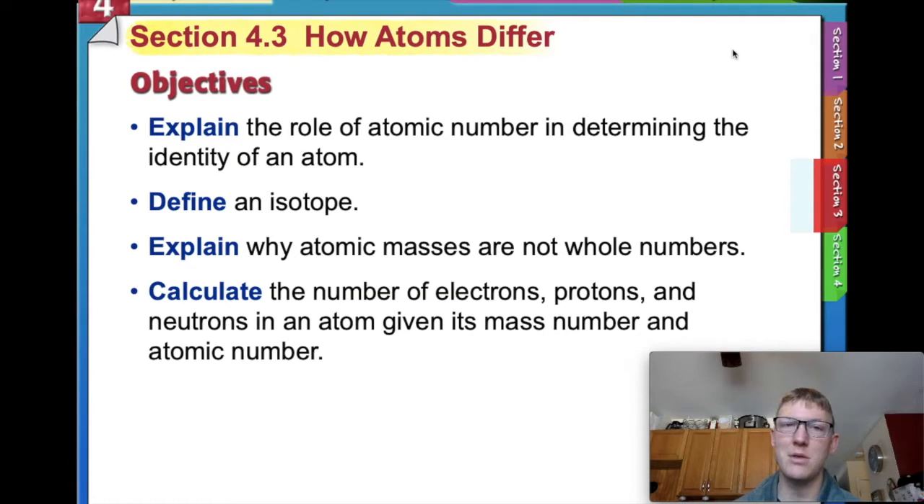We're going to explain the role of atomic number in determining the identity of an atom. We're going to define an isotope, and we're going to explain why atomic masses are not whole numbers. And then we're going to calculate numbers of electrons, protons, and neutrons in an atom given its mass number and atomic number. I wonder if there's going to be a worksheet about that. It's weird.